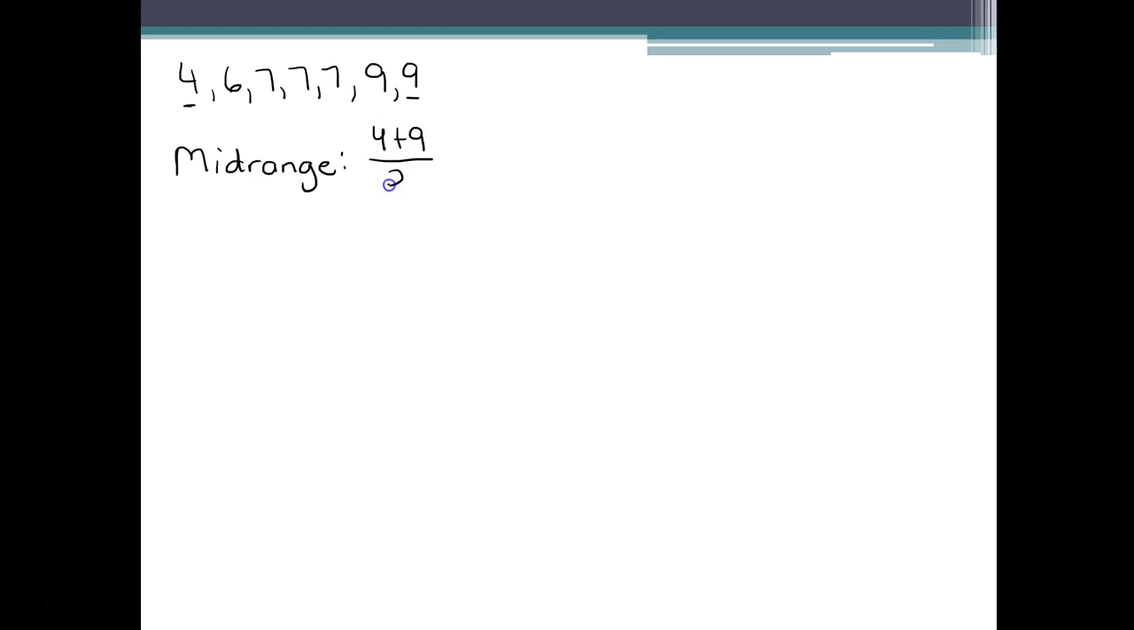Okay, so we have our first set of data. We had 4, 6, 7, 7, 7, 9, 9. The lowest one is 4, highest one is 9. So to find the mid-range, add 4 and 9, divide by 2. So you've got 13 divided by 2, which is 6.5. And 6.5 is not one of the data points, but that's okay. That 6.5 is halfway between lowest and highest.